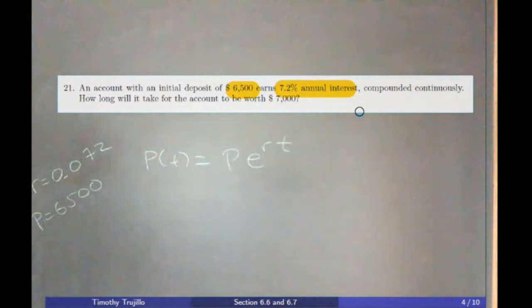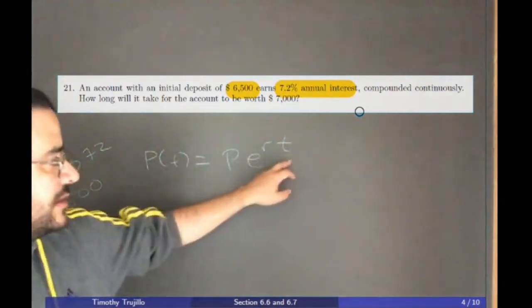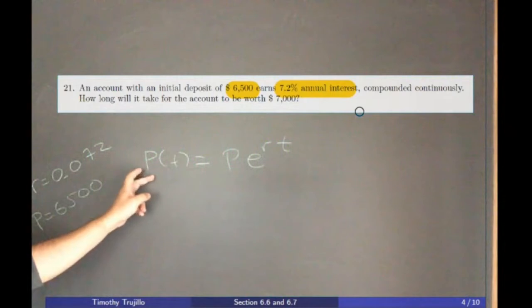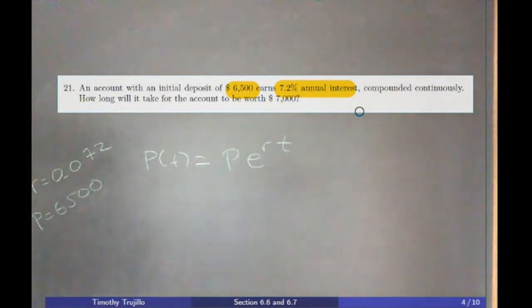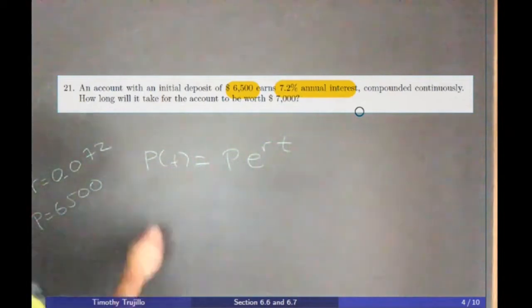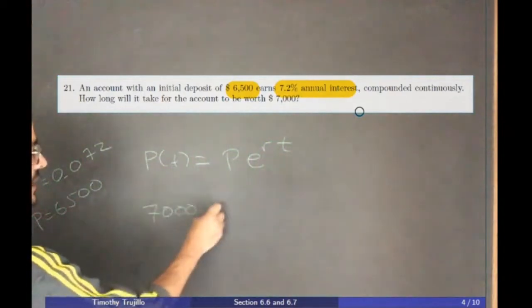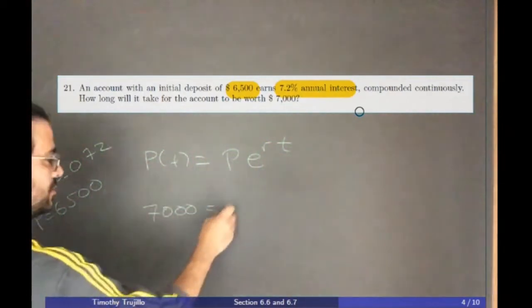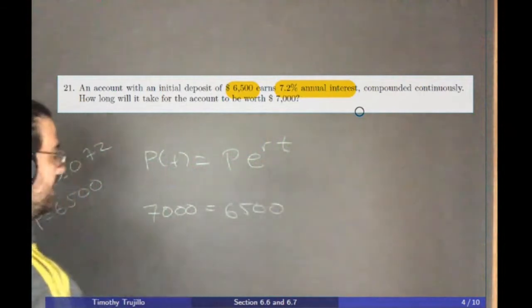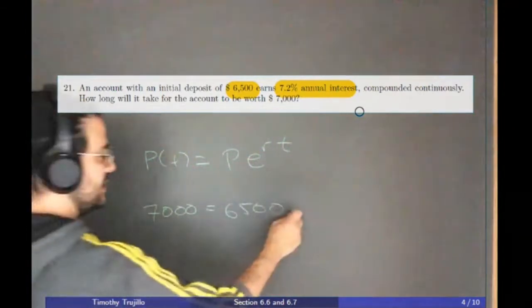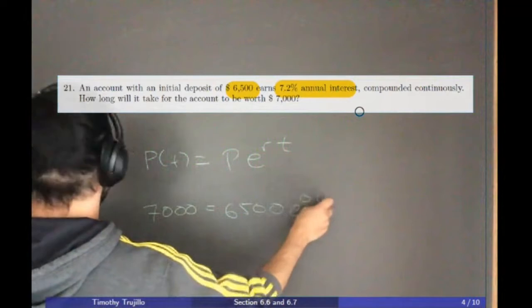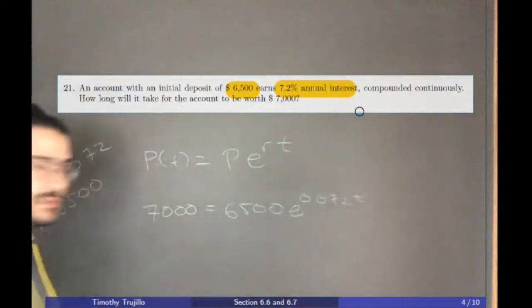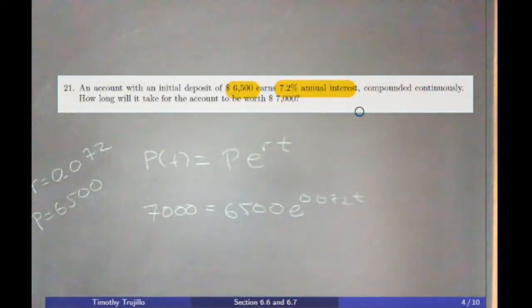And the question is, what's the value of t so that the output here is now $7,000? So when does this account grow to $7,000? And you can just set up the equation like this. When is this equal to 7,000? Well, the initial principal was 6,500, and this is then e to the 0.072 times t. And you can see that we have an exponential equation where the only unknown is t.